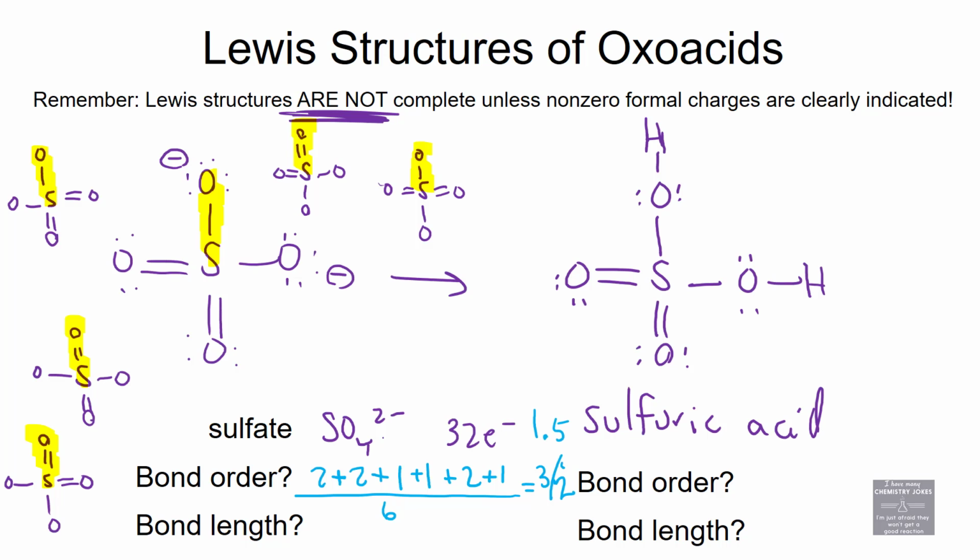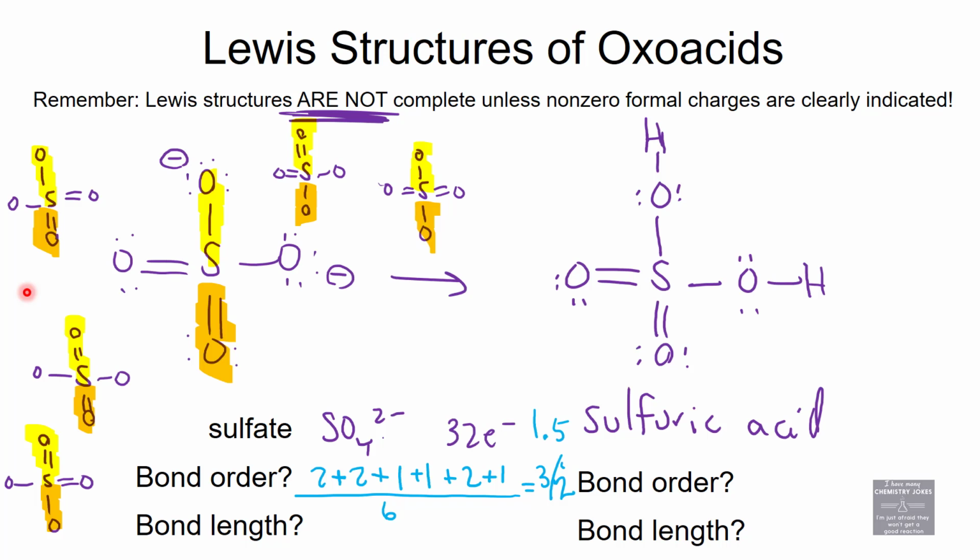So I could do it with another bond, and let's say I'm going to highlight this one in orange. This orange bond, I added up all the same, and I would get 3 halves. And if I did another bond, like this left bond, I would get 3 halves, and 3 halves, and 3 halves. So this sulfate has a bond order of 3 halves because it's best represented by multiple Lewis structures.